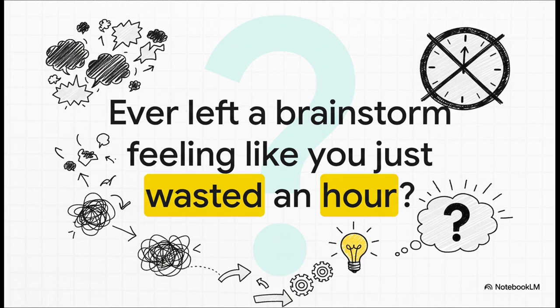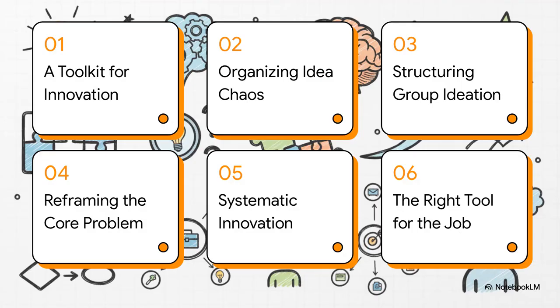You get a room full of loud voices, ideas all over the place, and absolutely nothing you can actually use. That exact frustration is what this toolkit is designed to fix. So, here's our game plan. We'll start by talking about how to organize all that idea chaos. Then we'll get into structuring group sessions, reframing the actual problem you're trying to solve, innovating products systematically, and finally, the most important part, how to pick the right tool for the job.